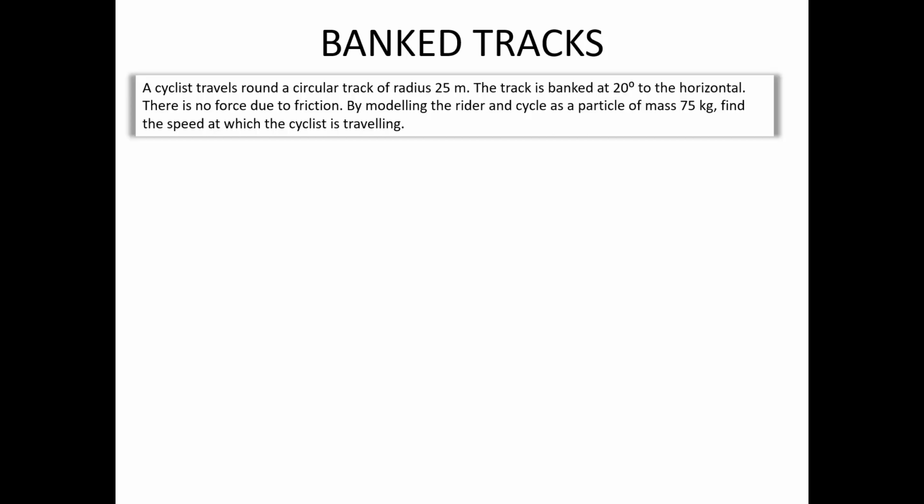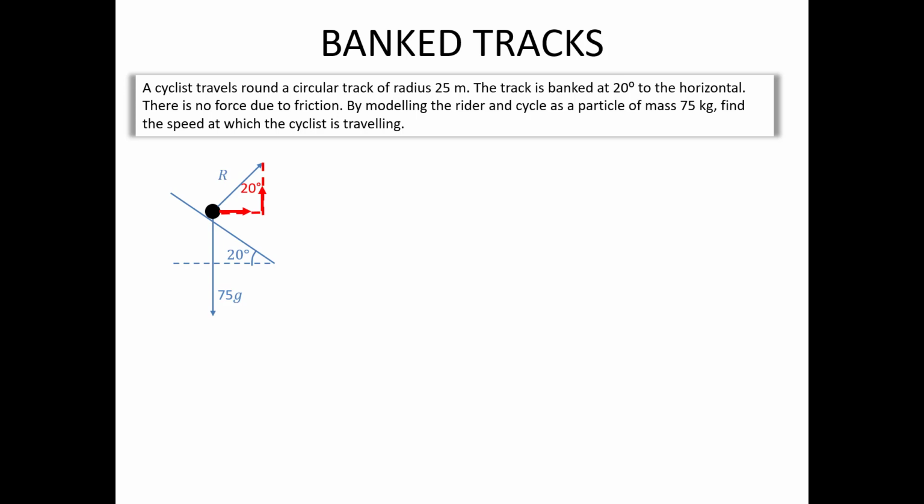Here is a cyclist going round a banked track. If the track's banked at 20 degrees to the horizontal, I want to know what is the optimal speed for this cyclist to be going around the track, so that it's simply the motion and the banking of the track that is maintaining the circular motion, and we don't need to worry about the friction. Here's the diagram. Here's the triangle with my 20 degrees at the top.